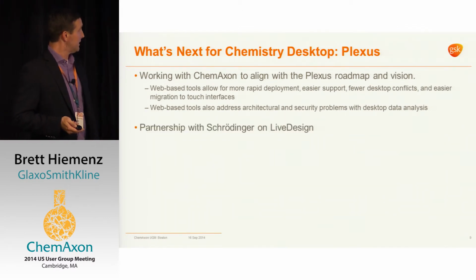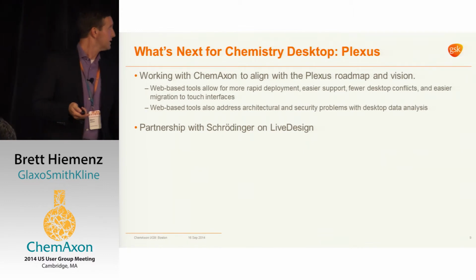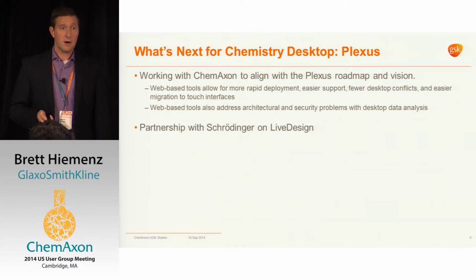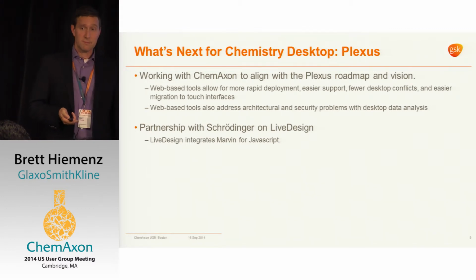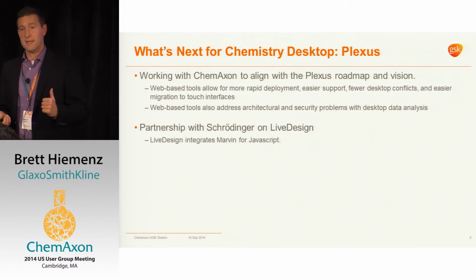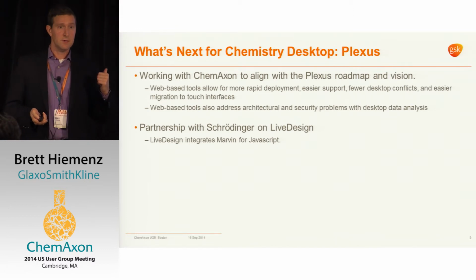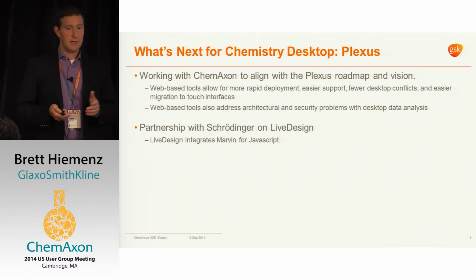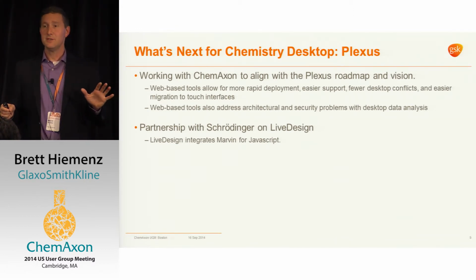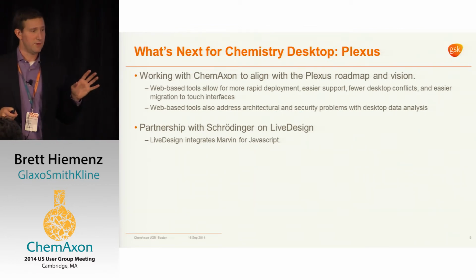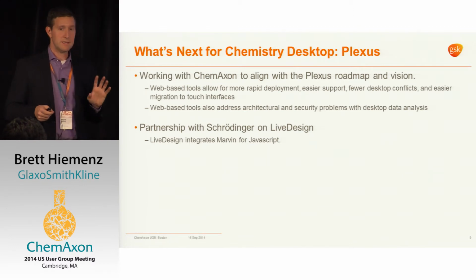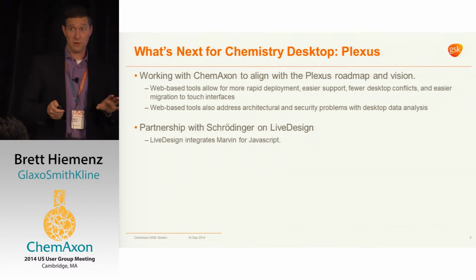One other touch point is that we're working with Schrodinger on Live Design, and in particular, we're using Marvin for JavaScript. You also saw Marvin for JavaScript in the compound registration tool. I guess within the past year, ChemAxon solved the cut and paste issue, and this has become a very nice product. It's made it very easy to get Marvin to the desktop, again, without having to deploy anything special.